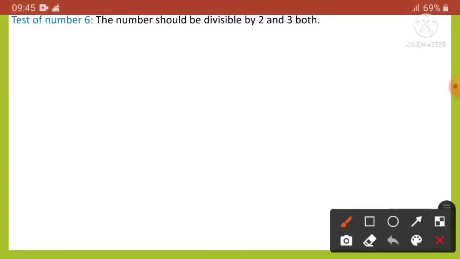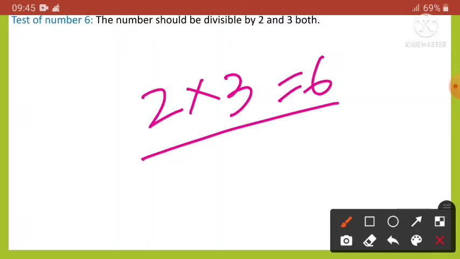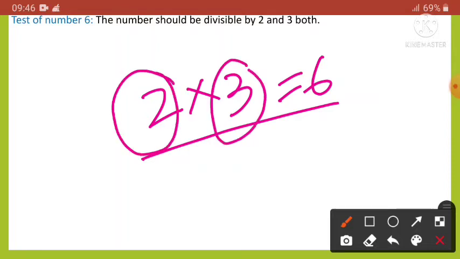Now it is the divisibility test for number 6. The number should be divisible by 2 and 3 both to test for 6, because 2 into 3 equals 6. That means if the number is divisible by 2 and 3 both, then the number is divisible by 6, we can say.